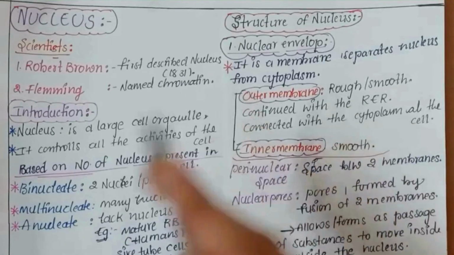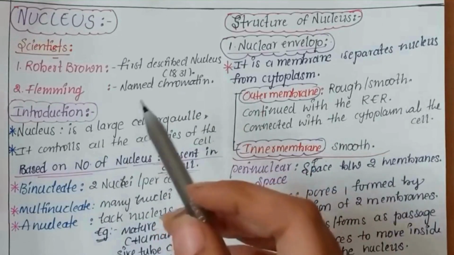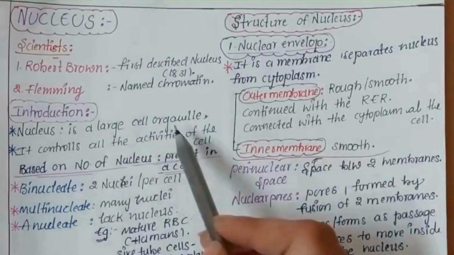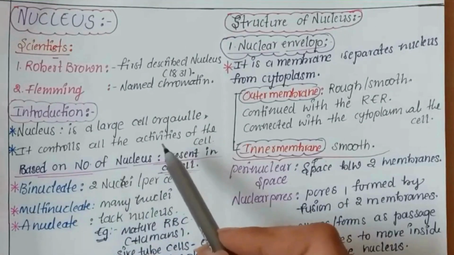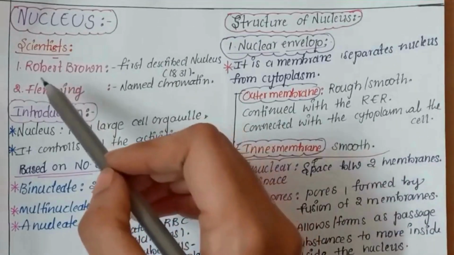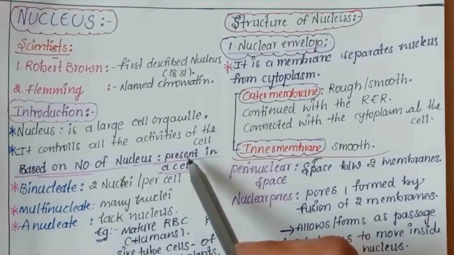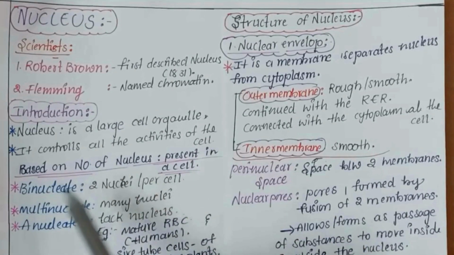As we already discussed various cell organelles of the eukaryotic cell, its structure and function in detail, here we are going to cover the nucleus, which is the largest cell organelle and controls all the activities of the cell. It was first described by scientist Robert Brown in the year 1831. Based on the number of nuclei present in a cell, if the cell contains two nuclei, then it is known as a binucleate cell, as in the case of paramecium. If the cell contains many nuclei, then it is known as a multinucleate cell, and if the cell lacks a nucleus, as in the case of mature mammalian RBC and sieve-tube cells of vascular plants, then it is known as an enucleate cell.